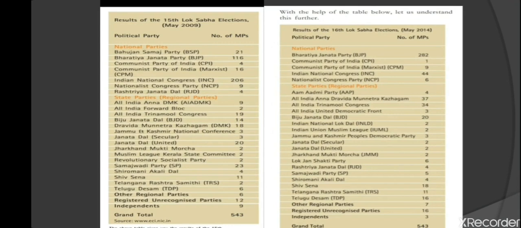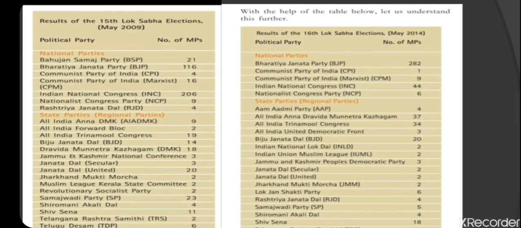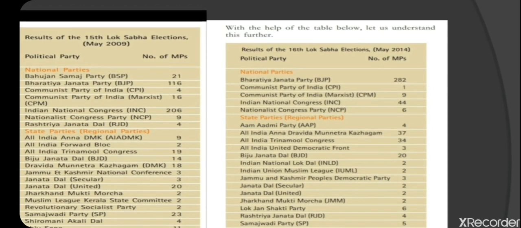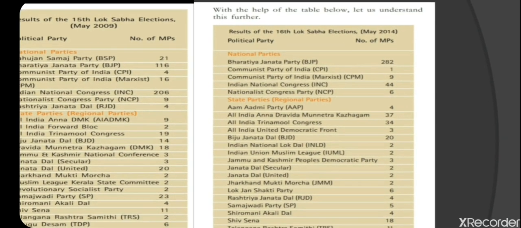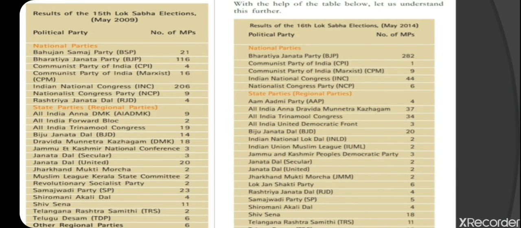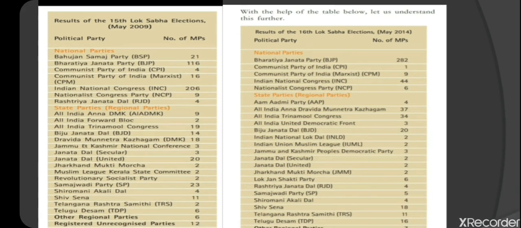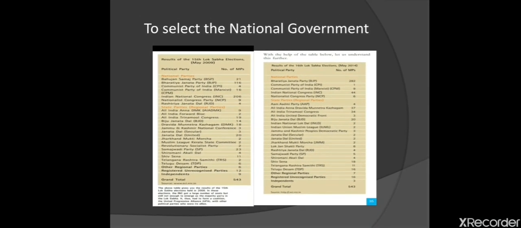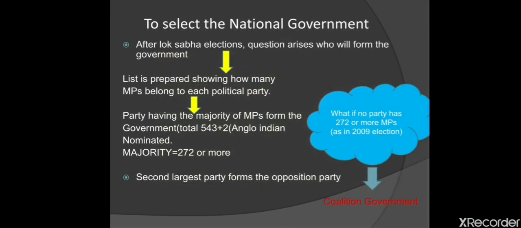And that government which will be formed will be called a coalition government. Now you can see in the second list, the results of the 16th Lok Sabha elections, May 2014. Here you can clearly see that Bharatiya Janata Party has won 282 seats. 282 is more than 272, so they are clearly the winners and they will form the government. So these kinds of lists are made after the Lok Sabha elections.